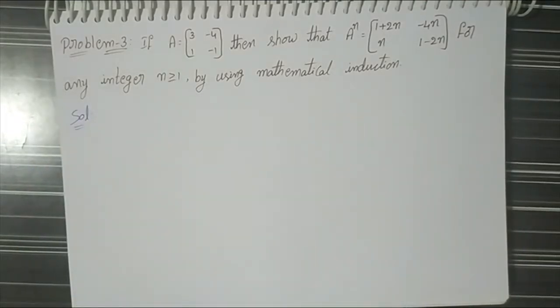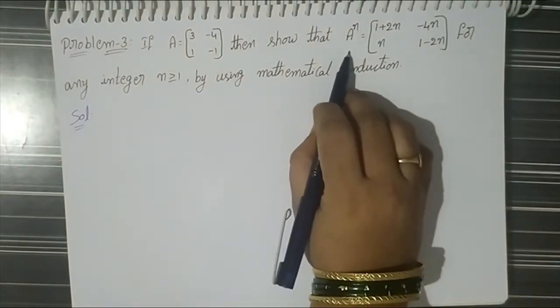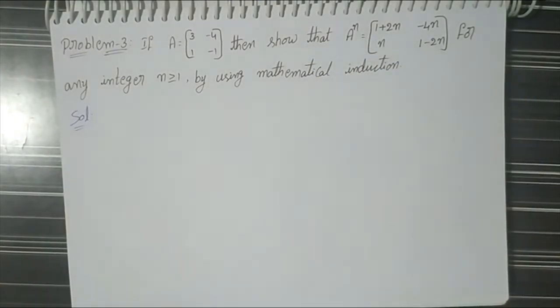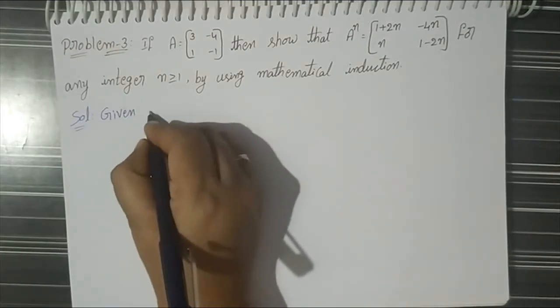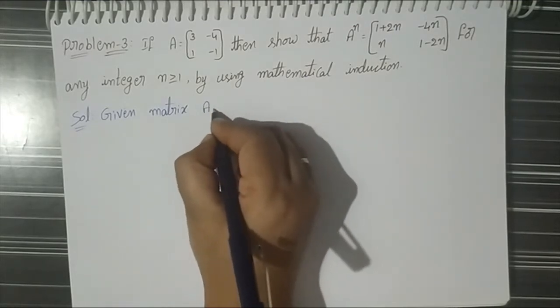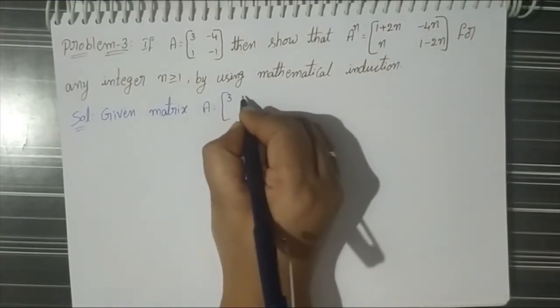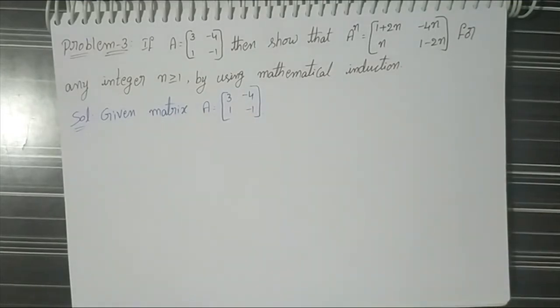In this problem, we have to show the A power n value by using mathematical induction. We already know the procedure of mathematical induction, so by using that procedure we can solve it. Solution: first write the given matrix. Given matrix A equals [3 -4; 1 -1]. This is the matrix A.